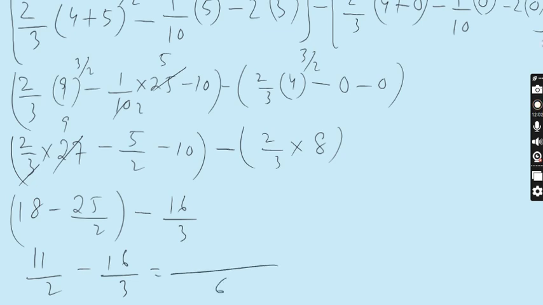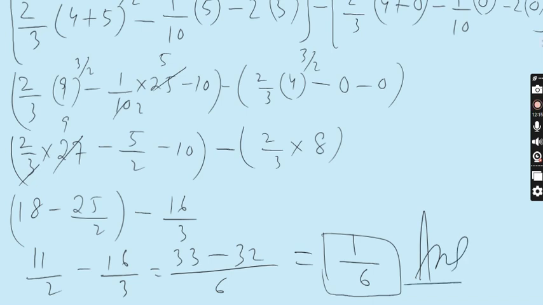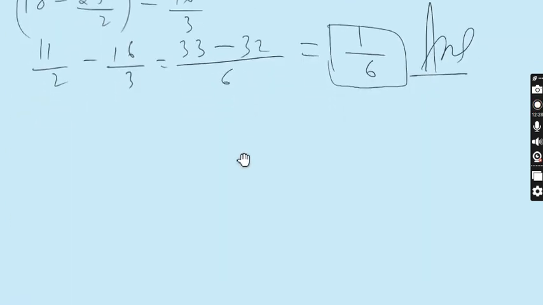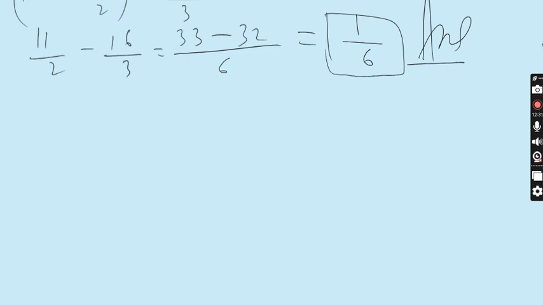LCM is 6, 2 3s are 6, 11 3s are 33, 3 2s are 6, 16 2s are 32, 33 minus 32 is 1, 1 upon 6. So this is the answer of the required question. This is the first method. There is another method. We will call it the second method.